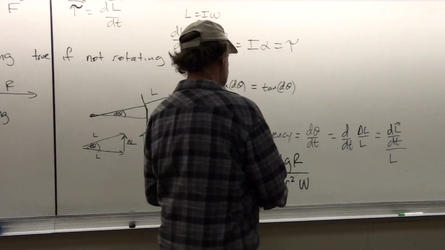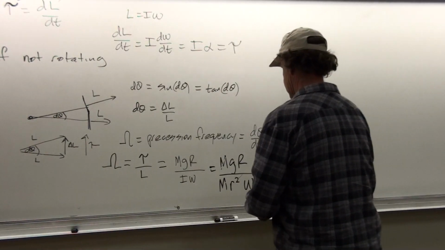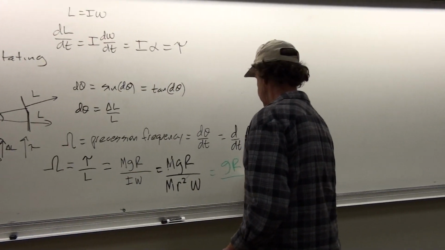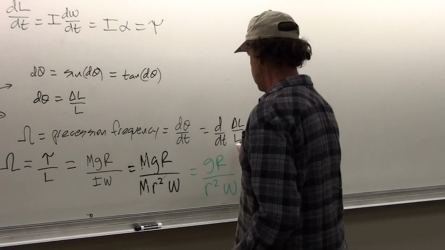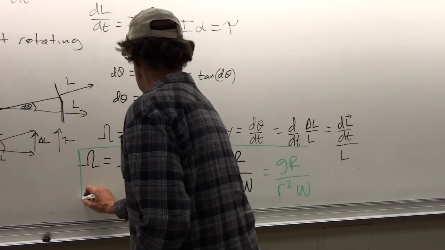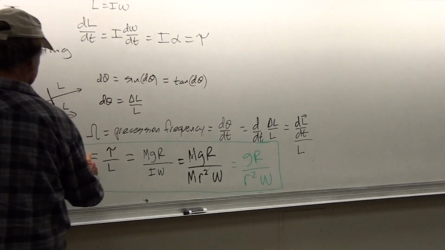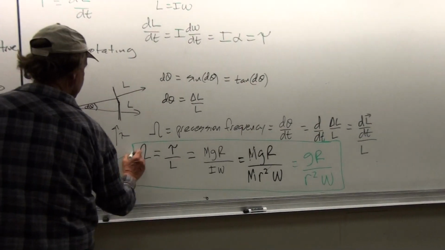So now the masses cancel from this expression, and this just gives us g R divided by little r squared omega for the precessional angular velocity. So this is the rate at which this system precesses, the angular velocity of precession.